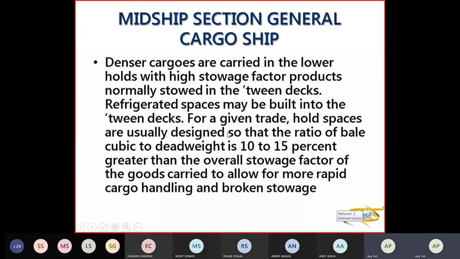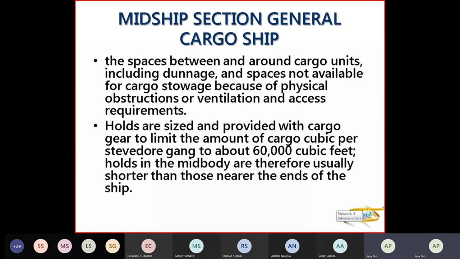So for a given trade, your hold spaces are designed so that the ratio of bale cubic capacity to deadweight is 10 to 15% greater than the overall stowage factor of goods carried, to allow more rapid cargo handling and broken stowage between your cargo units, including dunnage. Because of your cargo battens, you are having broken stowage also. So you might have spaces not available for cargo stowage because of physical obstructions or ventilation and access requirements. So the holds are sized and provided with cargo gear to limit the amount of cargo handled by stevedore gangs.